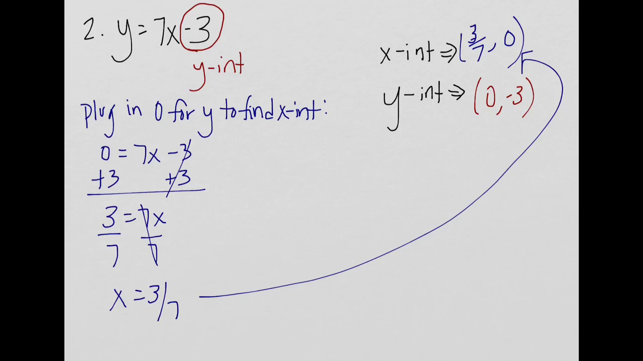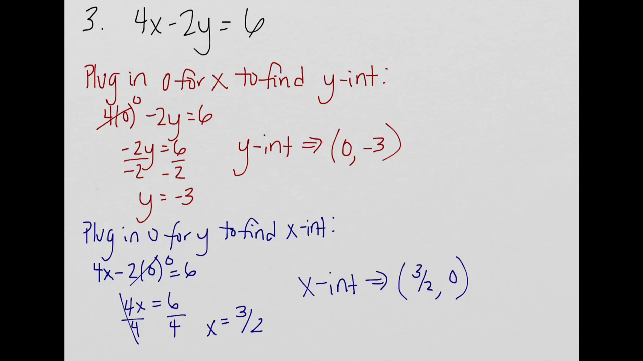Now number 2, same thing. It was already in slope-intercept form, so you like that. It gave you the y-intercept right off the bat, so we know it was (0, -3). Make sure you're taking that negative sign with you. Then to find the x-intercept, again, you plug 0 in for y and work it all the way down until x is by itself. In this case, you should find that the x-intercept is (3/7, 0). And again, decimals are okay to use.